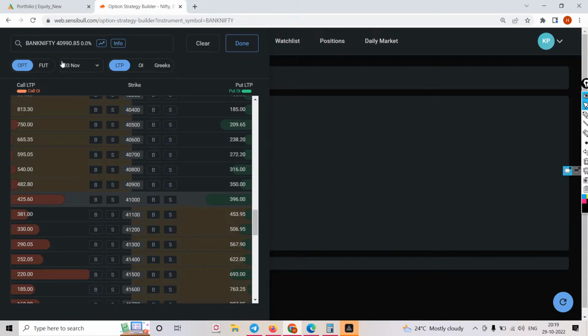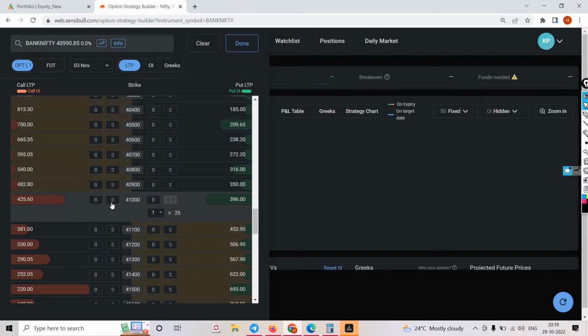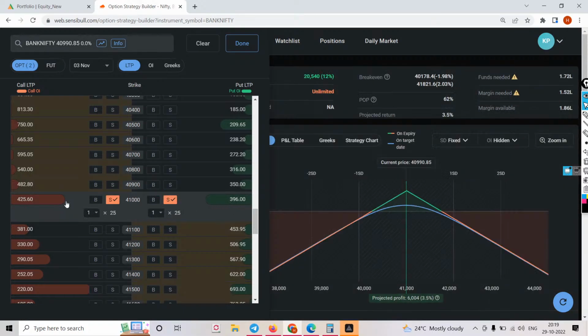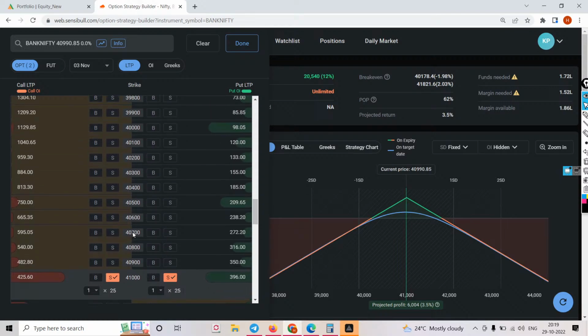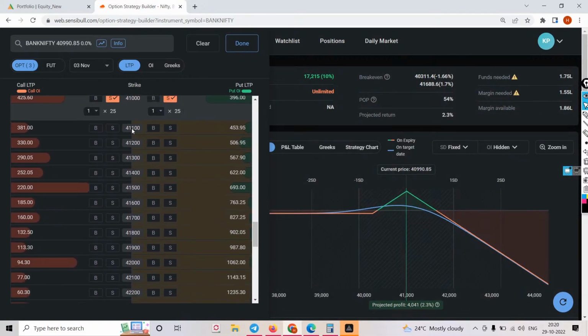Iron fly is simple. Market stands at 40,990, so 41,000. I'll sell this, I'll sell this. So I got 400 plus 400, 800 rupees is the premium I got. So I'll go 1, 2, 3, 4, 5, 6, 7, 8 strikes away and buy this. I'll show you everything, friends. 1, 2, 3, 4, 5, 6, 7, 8.